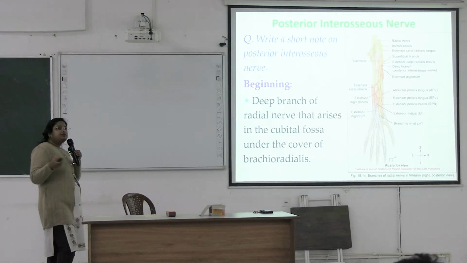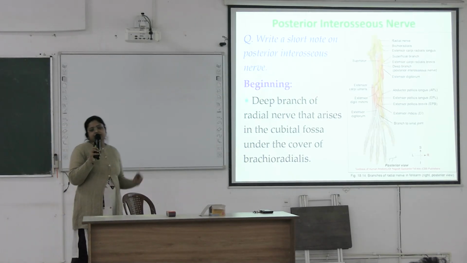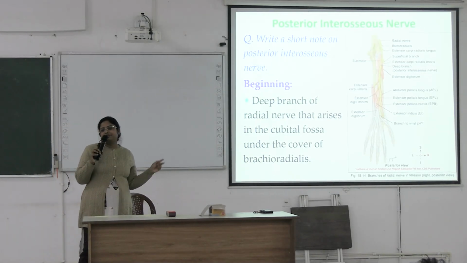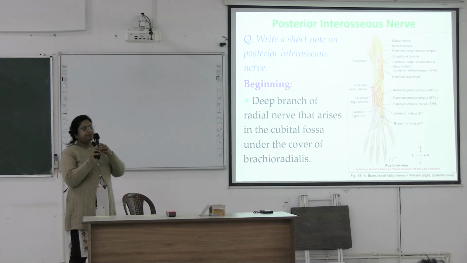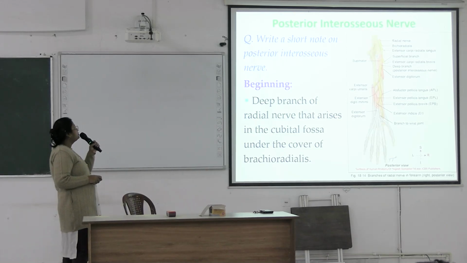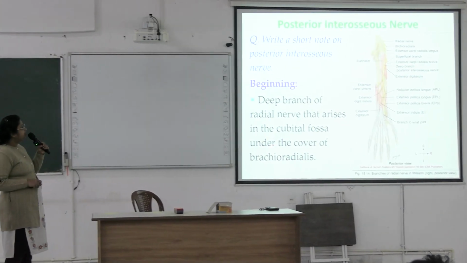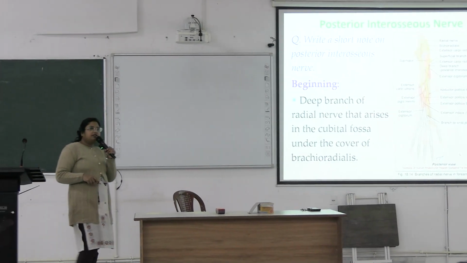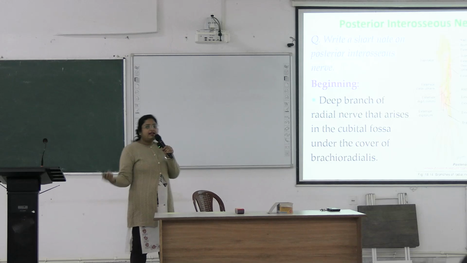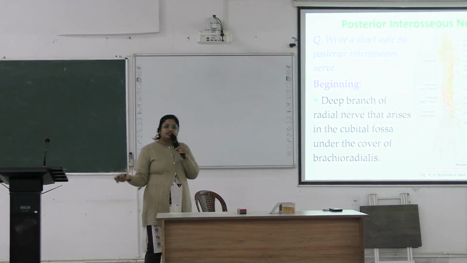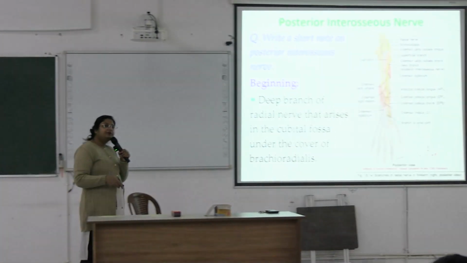So next we are going to posterior interosseous nerve. This also comes as a short note, posterior interosseous nerve. It is the deep branch of the radial nerve that arises in the cubital fossa under the cover of the brachioradialis, just in front of the lateral condyle of the humerus, lateral epicondyle of the humerus.